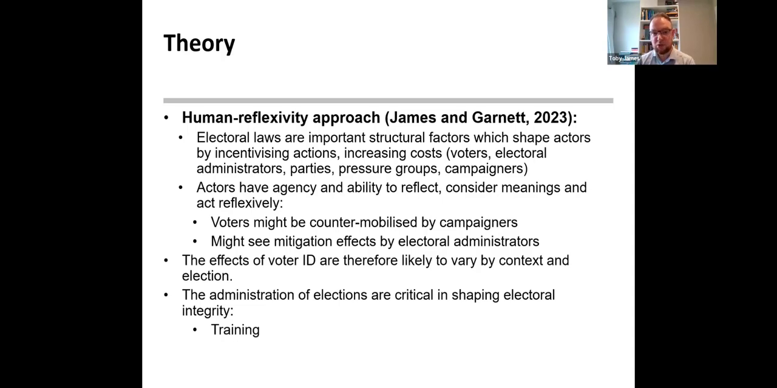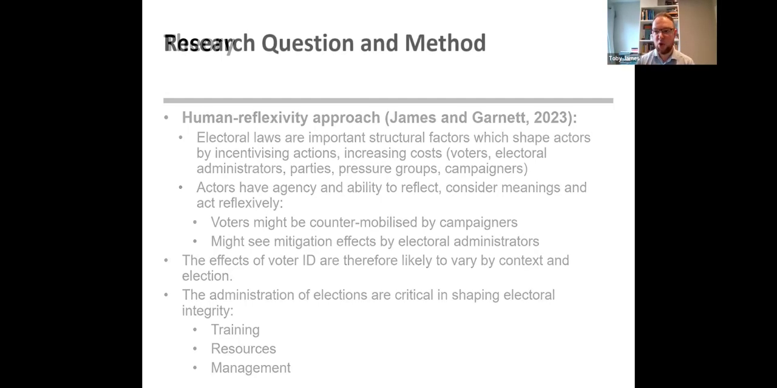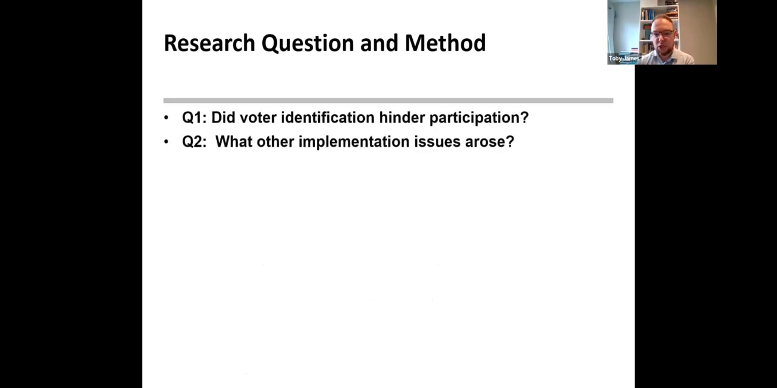The other important aspect of this is the actual administration of it. So you can have voter ID laws, but what is absolutely crucial is how they're administered on the ground. And we now know, after 20 years of research post the Florida crisis in the US, how important things like resources and training are for the administration of elections. So any laws, in practice, are going to be absolutely dependent on sufficient resources, training, management and good practices. So what we do is ask two questions.